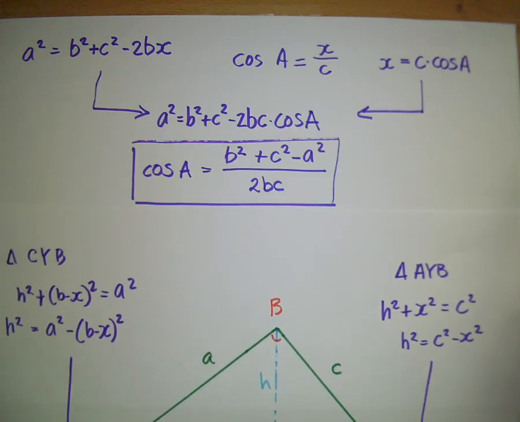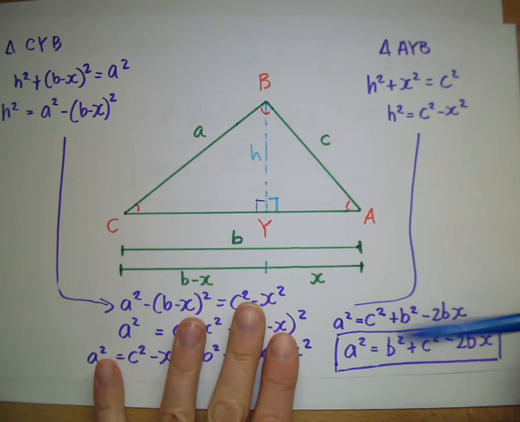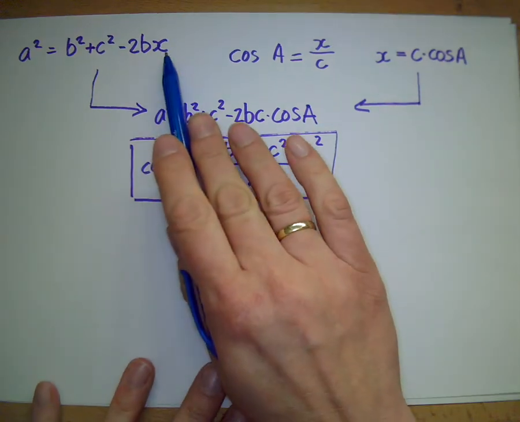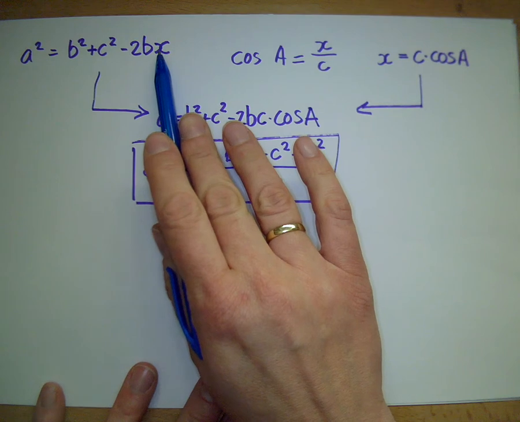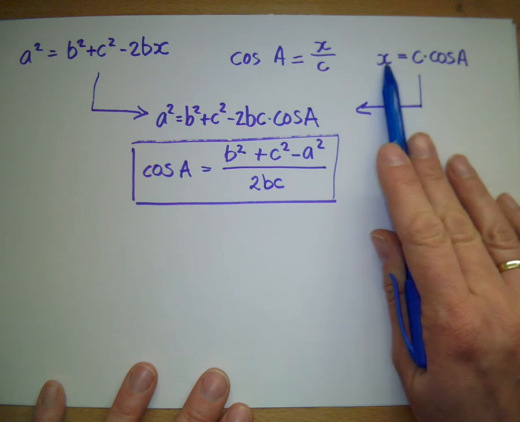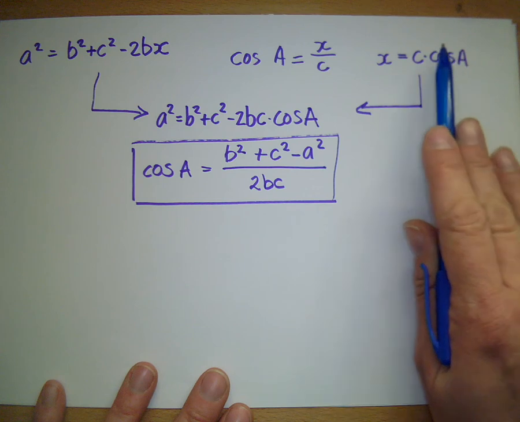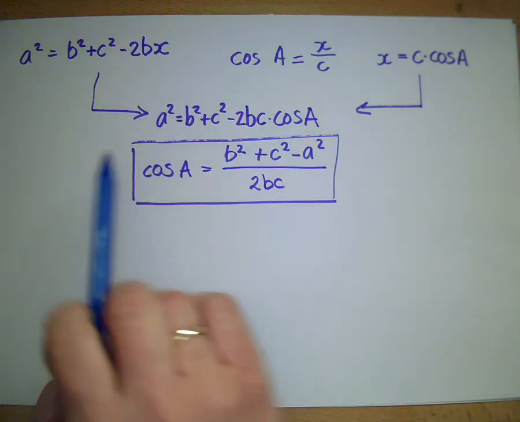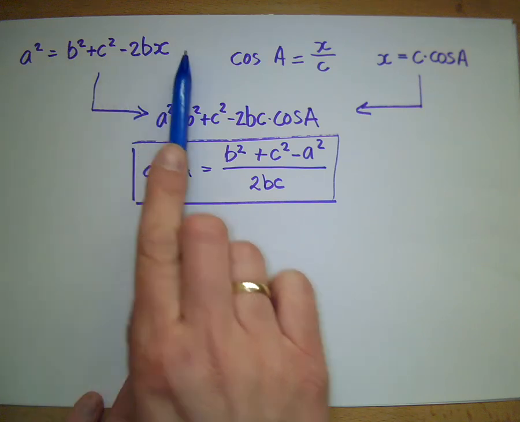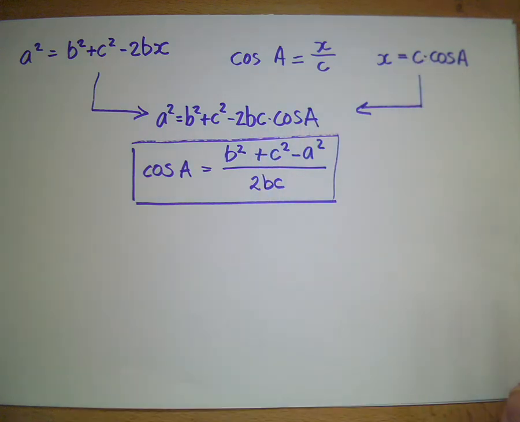Now, I wrote this up here. That was what we came up with down here, right? And I'm going to replace x, because I don't really want it there. I'm going to replace that with this expression. Apparently side x is equal to side c times the cosine of angle A, right? So I just plug this in for x. And I get a squared equals b squared plus c squared minus 2 times b times c times cosine of A. Put that in there, right?